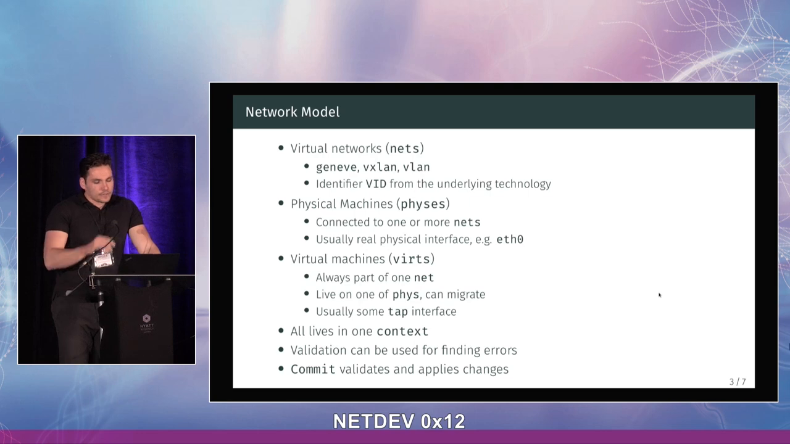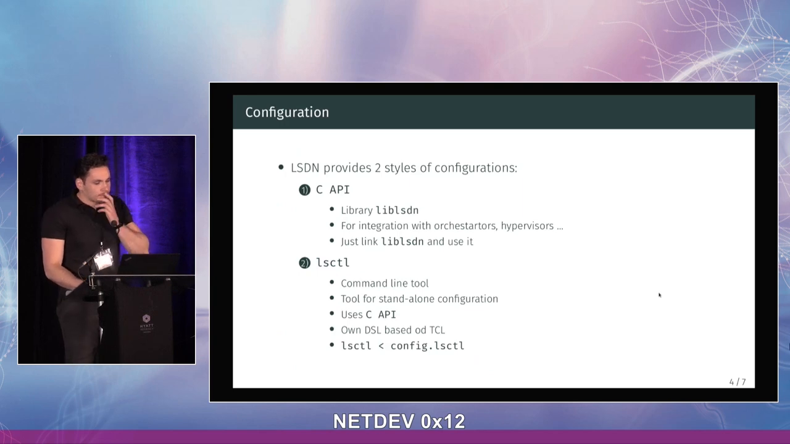And then you can run commit, which will just try to apply the whole model to the kernel. So it will just generate some TC rules and apply them. Most probably it will work because the validation is pretty good, but it can fail. And if it fails, then you can describe some hooks for how to behave in the case of failure.